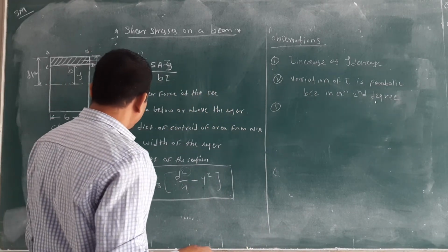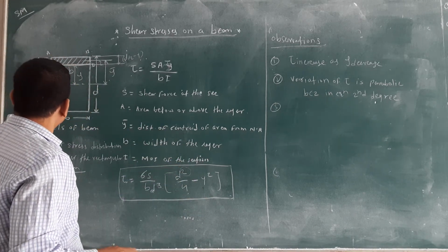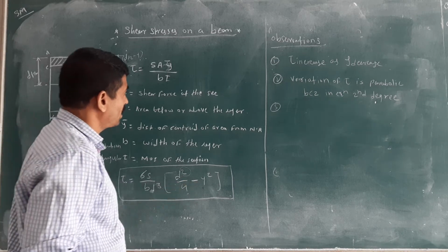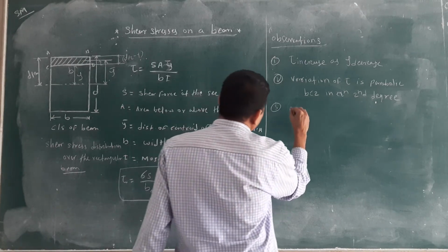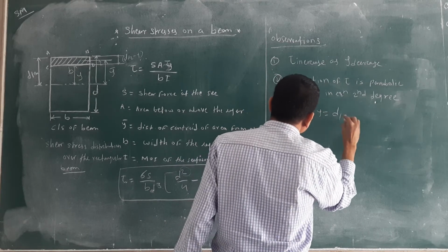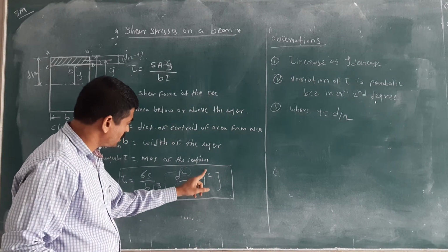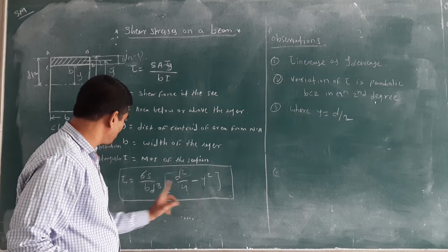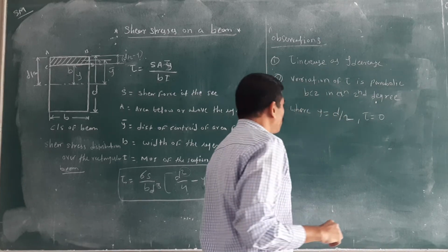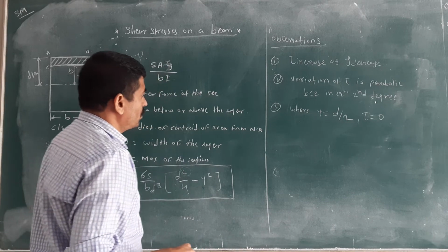What is the third observation? Check where y is equal to d by 2. Y is your variable, this distance will vary. If you put y equal to d by 2, you will get d square by 4 again, you will get 0. Means tau you will get 0. If you put the distance y equal to d by 2, then tau is 0.